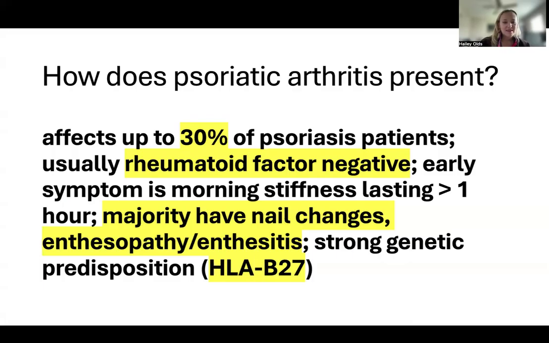And then they have this enthesitis, which is like pain at the tendon insertion point. And there's a strong genetic predisposition with HLA-B27.